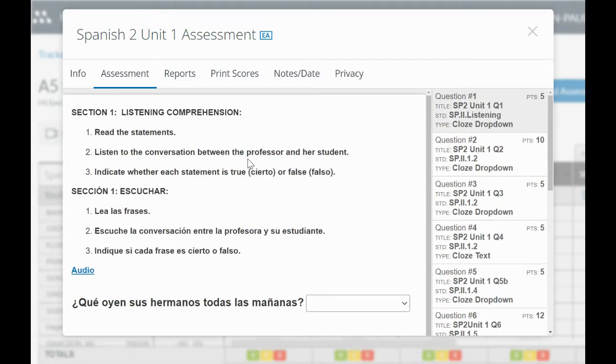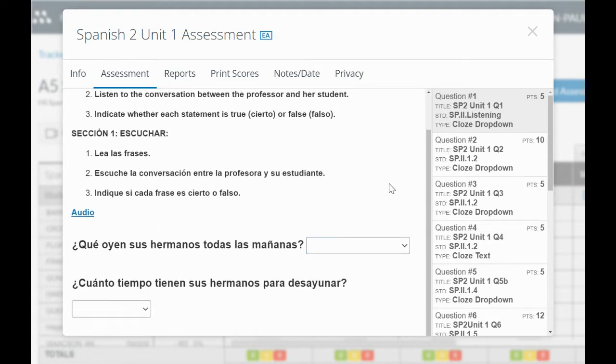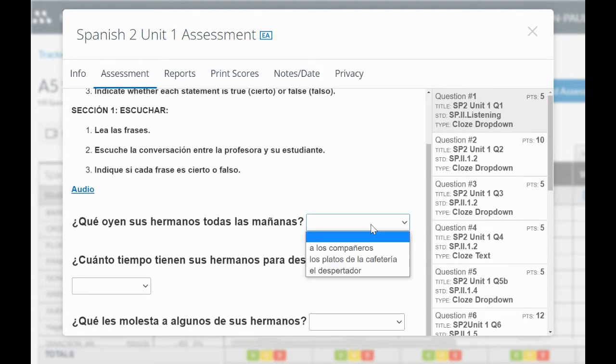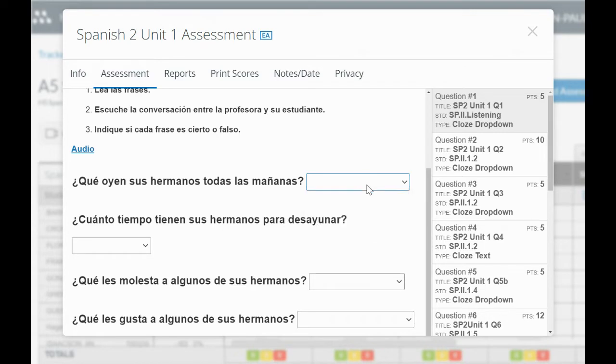Question 1, you're going to read the statements, listen to the conversation between the professor and the student. There's a mistake here already. It says indicate whether the statement is true or false, but it's actually open-ended questions. So you're actually going to choose based on what you hear for open-ended questions. Let me play the audio first, and then we'll answer questions if you have them.